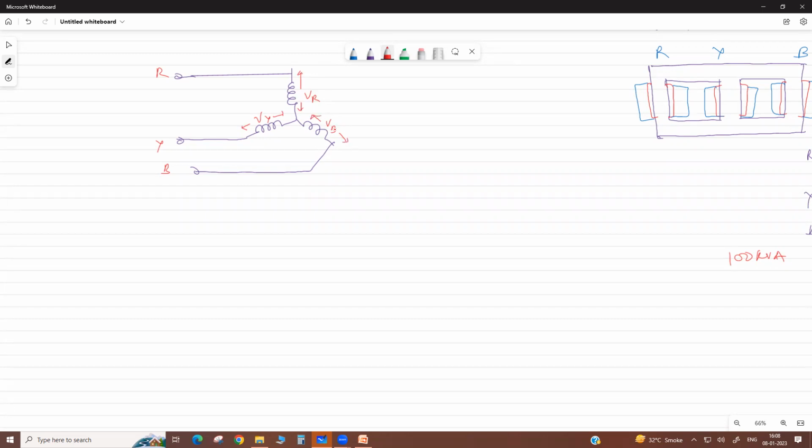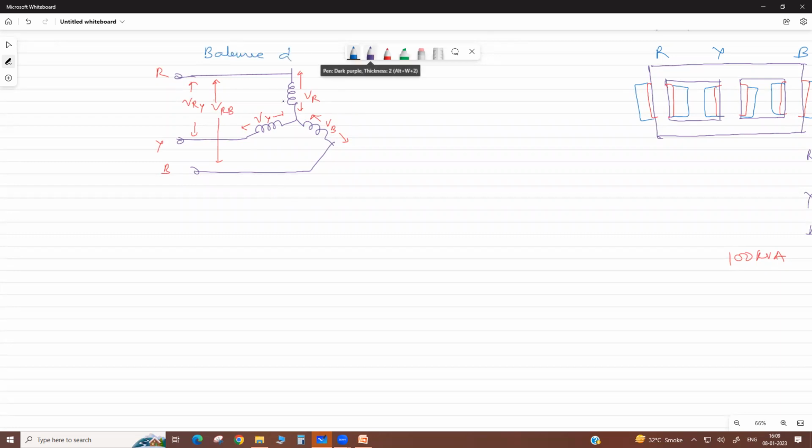This is the phase voltage, because this is the voltage across each winding. Now across this, this will give line voltage RY or RB. These are your line voltages between two lines, two phases. So here, if we draw this, this is a balanced star connection.